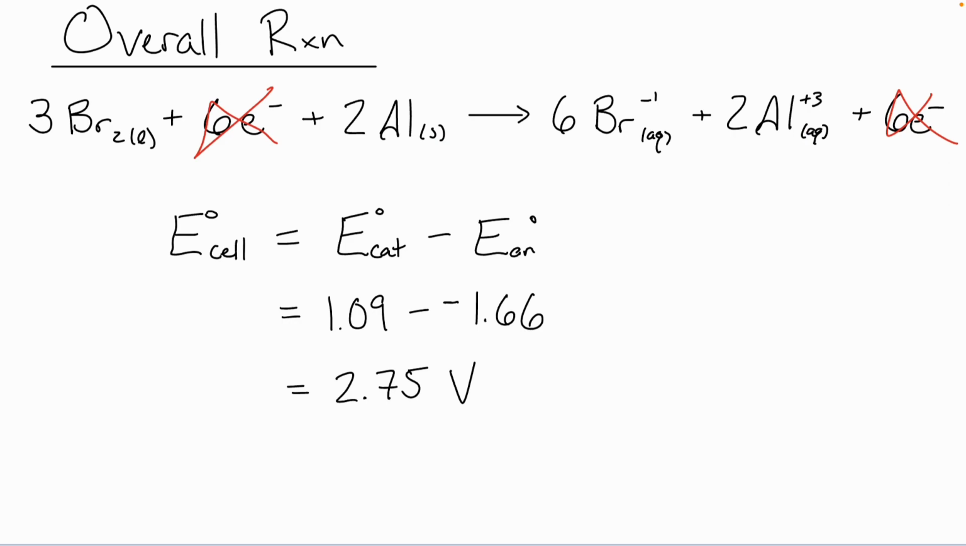All right. So two things that we want to note about this E0 cell calculation that I think are kind of easy to mess up. Just grab the values from the table. Don't flip the signs.